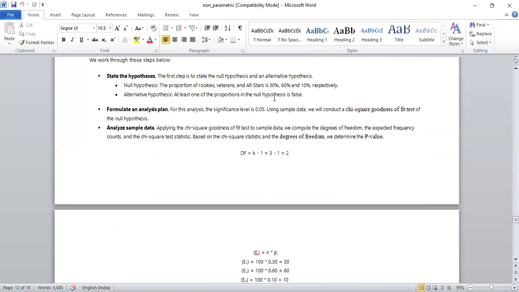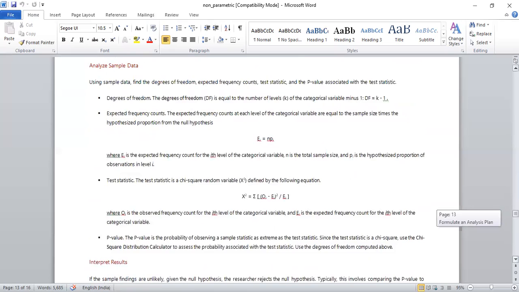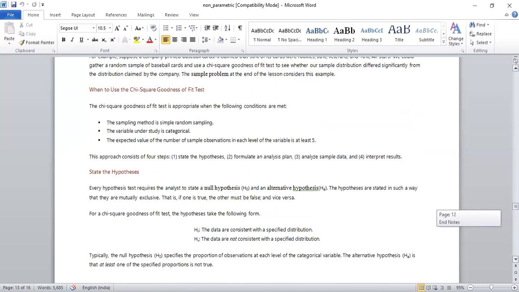At least one of the proportions in the null hypothesis is false. That means what? That is, the data are not consistent with the specified distribution. When one of the proportions is not true, then what does it mean? That means the data are not consistent with the specified distribution.